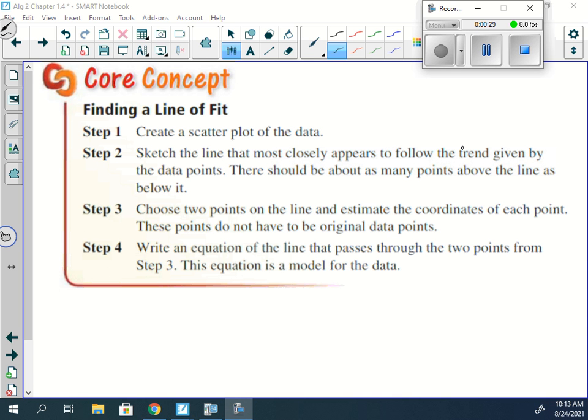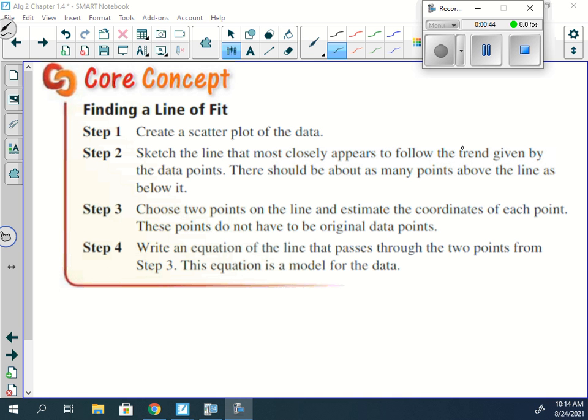Choose 2 points on the line, estimating the coordinates of each point. These points do not have to be the original data points. And then write an equation of the line that passes through the 2 points from step 3. This equation is a model for the data.